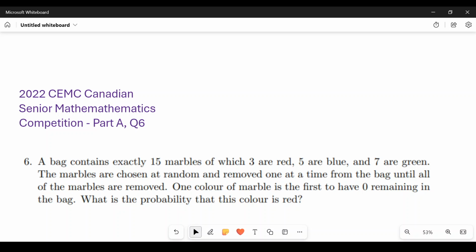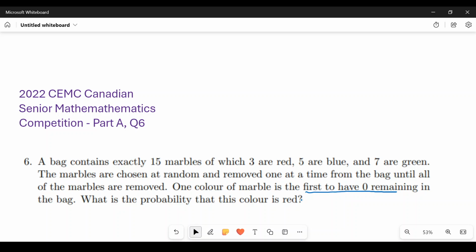So I have a bunch of marbles and I'm drawing them one at a time. And I'm asked to find the probability that the color red is the first to have nothing remaining in the bag. So I'm pulling marbles out one at a time, 15 marbles total. And when I'm all done, there will be some color, either red, blue, or green, that got exhausted first. So I pulled all the red first is what I'm looking for.